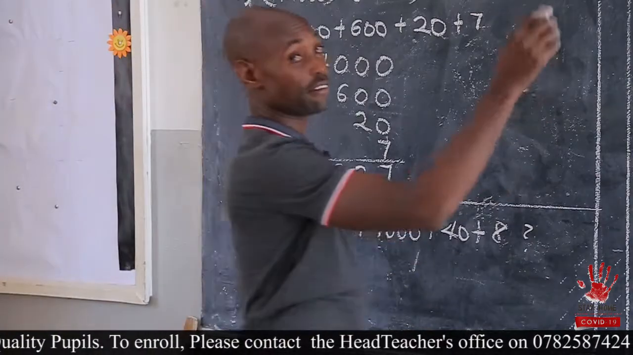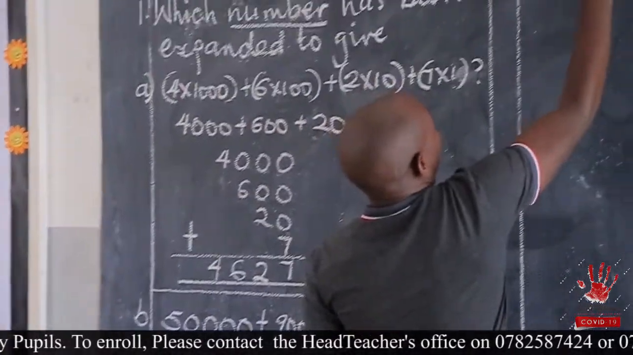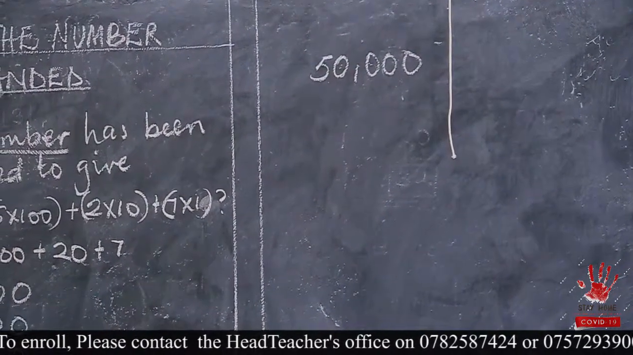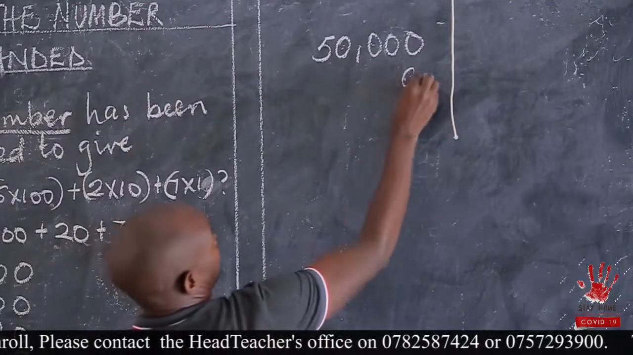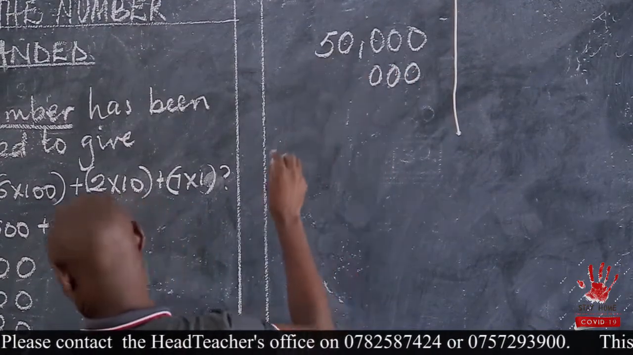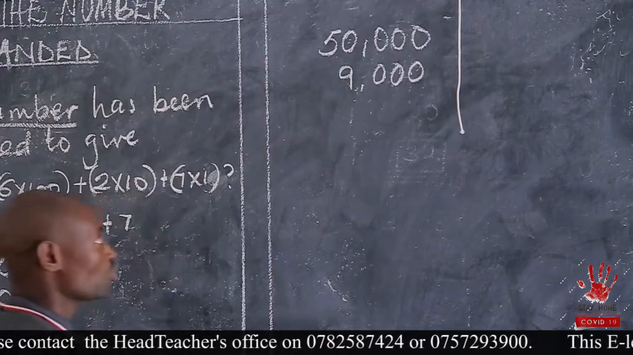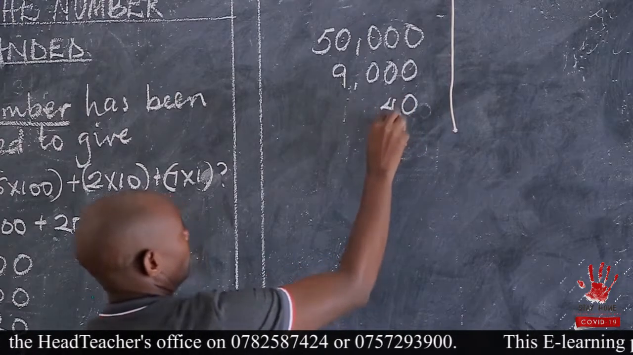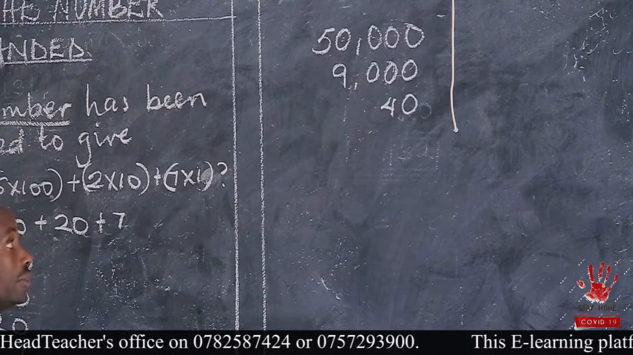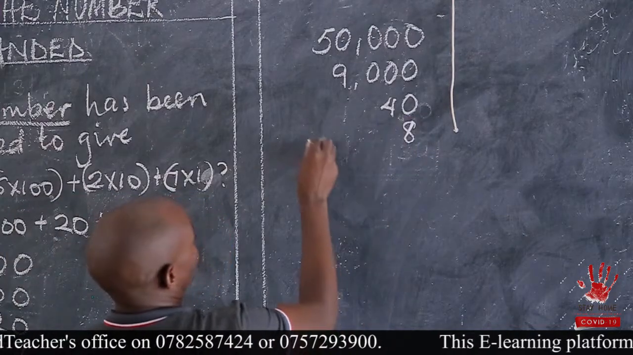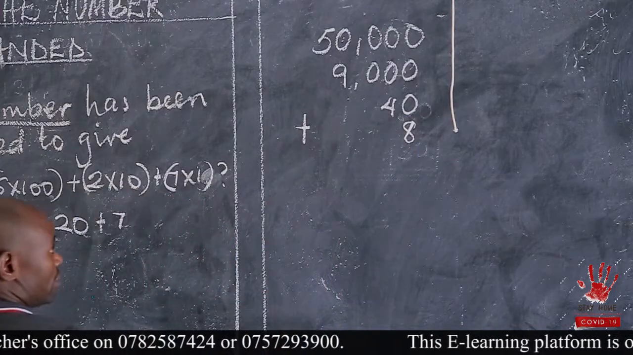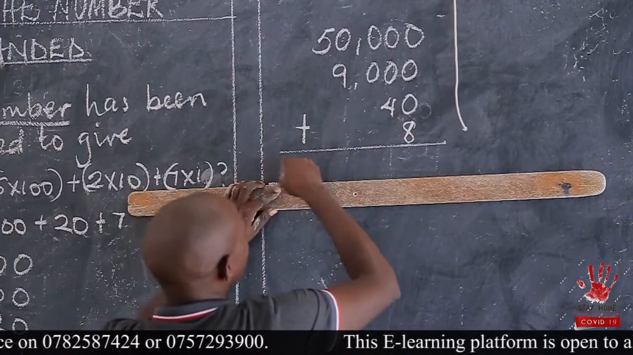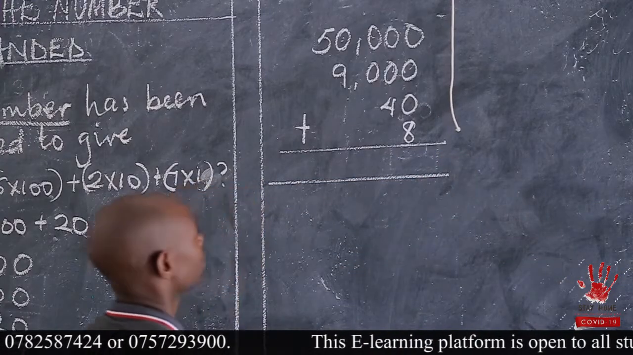So we shall have 50,000. Then we add on 9,000. Then we add on 40. And finally we add on 8. And we are adding those values. So which number has been expanded to give us these values?